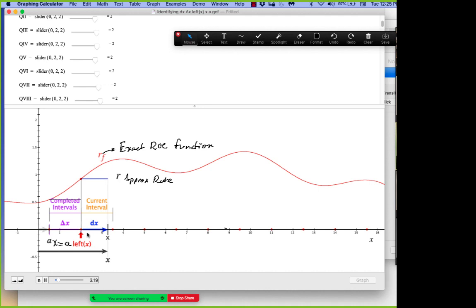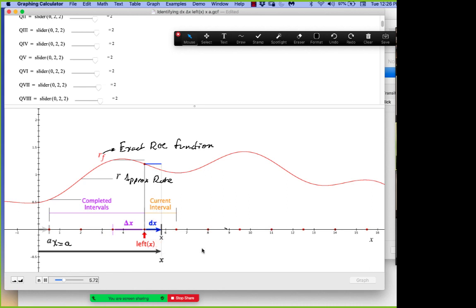Okay, and so then we have this value called left x. Left x is a function. It takes the current value of x and gives back the starting value of x for the current interval. So no matter what x value you get in the current interval, that function will give the starting value of x. Notice how it stays constant as long as x is in the current interval. But when x goes to the next interval, left x jumps and becomes the start of that interval, okay?